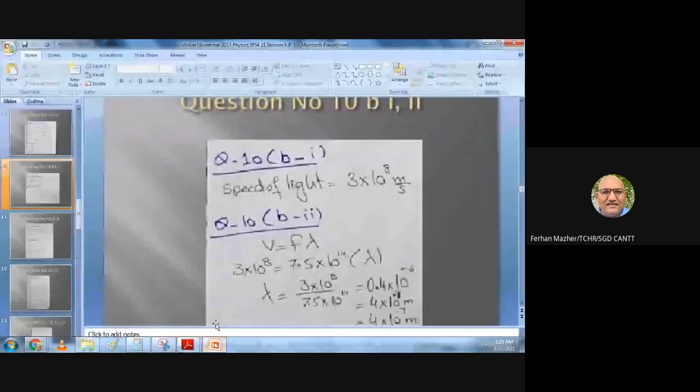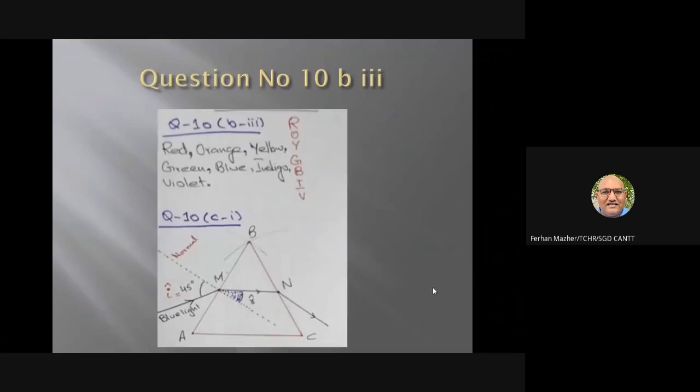I've written it also, and I hope you can see this. It says Roy G. Biv. Red, orange, yellow, green, blue, indigo, violet.